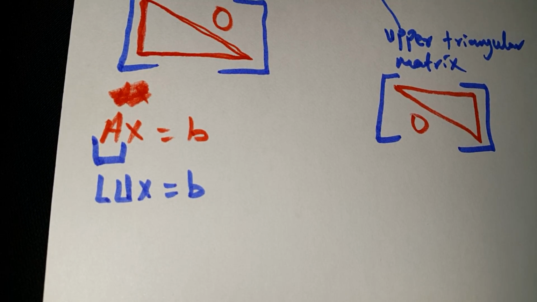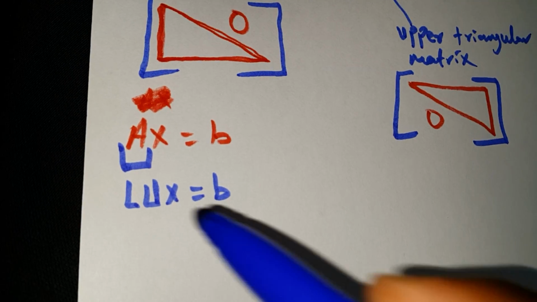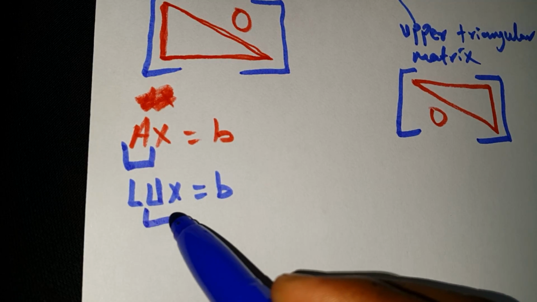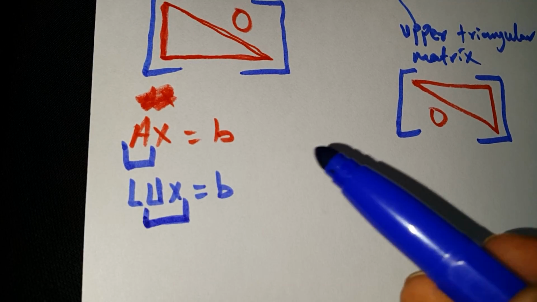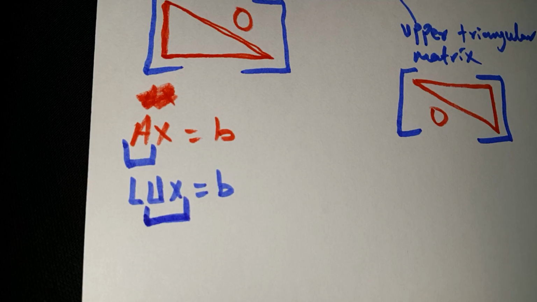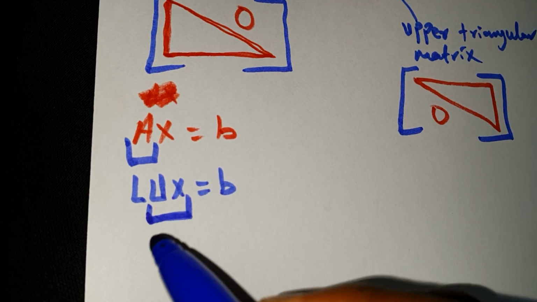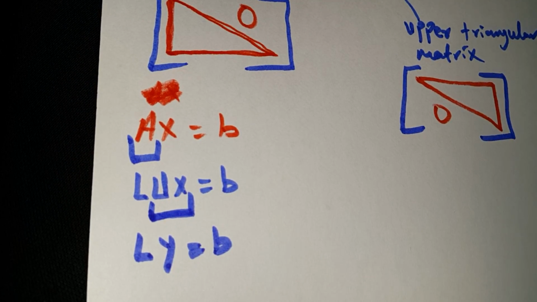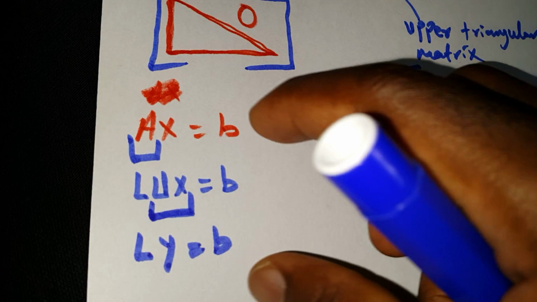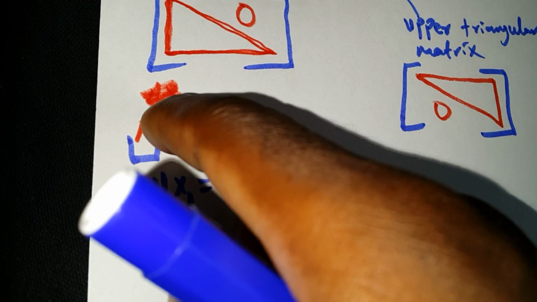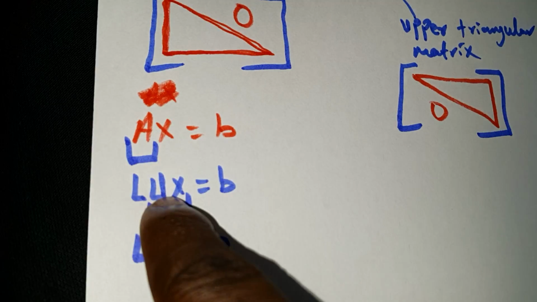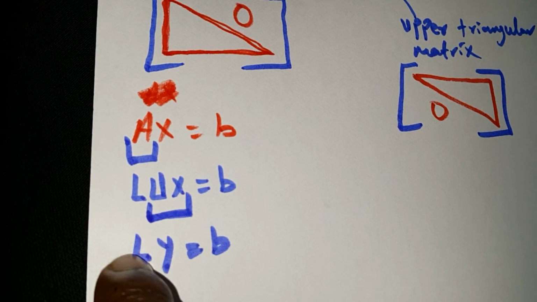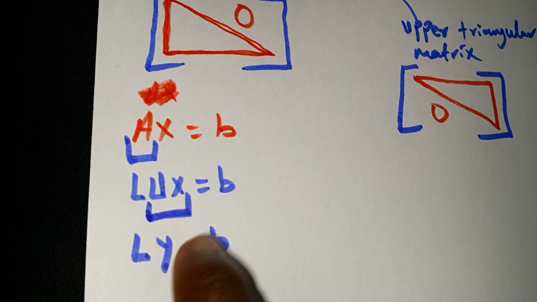Here, Ux we always call y. So Ly is equal to b. This is also correct, and you just have to know these steps. This is the first equation. We turn it to LUx equals b, then take Ux as your y.